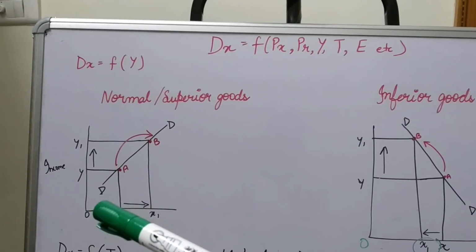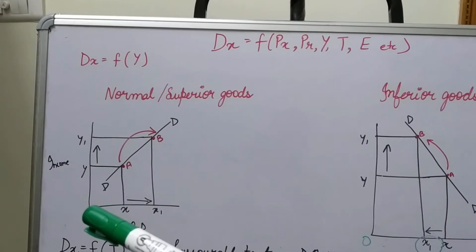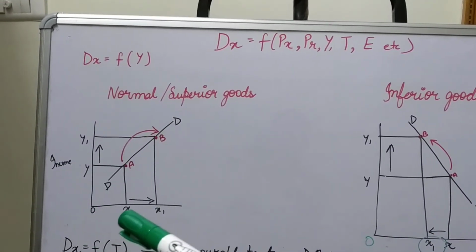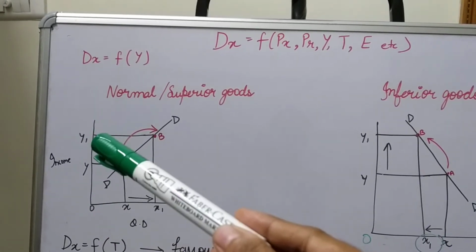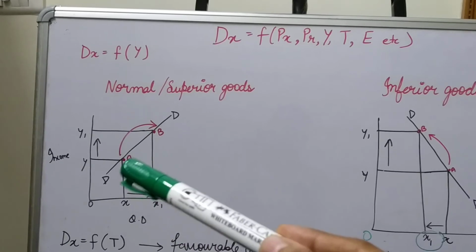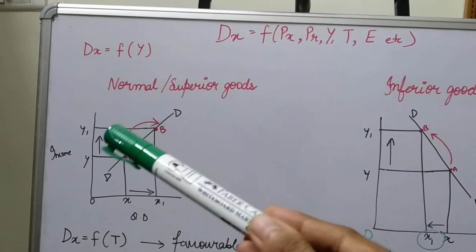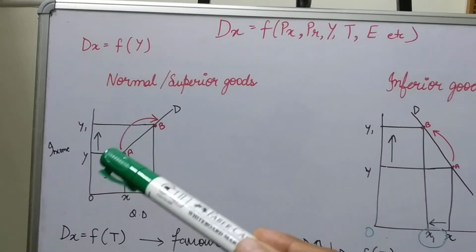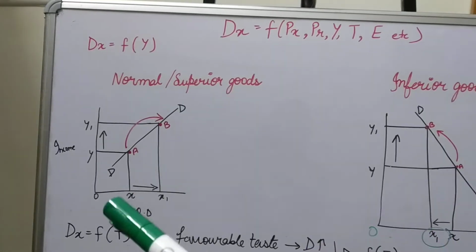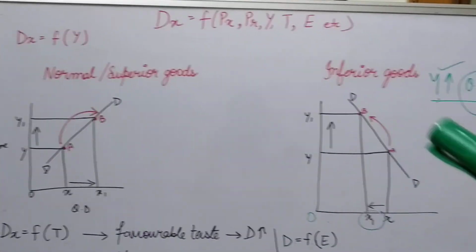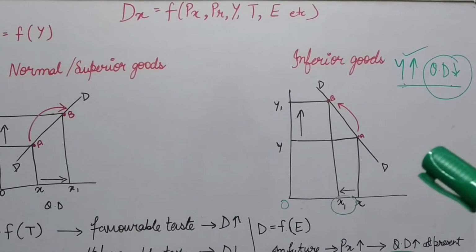That's why you can see the shape of the demand curve has a positive slope. In the beginning his income was OY, so he was purchasing OX units of the commodity. When his income increases from OY to OY1, he increases the consumption, so the equilibrium point shifts from A to B. Same thing, if his income reduces from OY1 to OY, he will reduce the consumption. So the shape of the demand curve will be positive slope. And inferior goods are those goods which the consumer usually consumes because of lack of income.